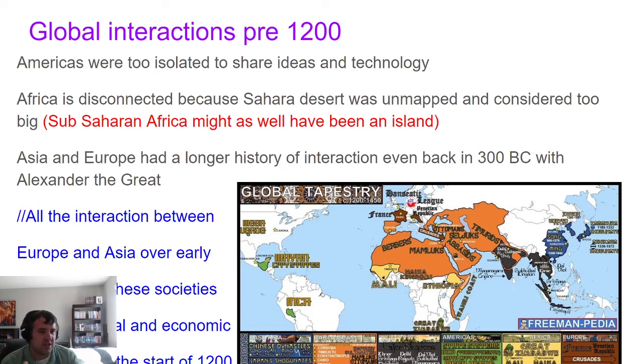And it's a similar thing with Southern Africa, Sub-Saharan Africa, too, because Africa has this huge desert at the top of it, the Sahara Desert, and people in Europe legitimately thought the Sahara Desert went on forever. It was unmapped, it was considered too big, so sub-Saharan Africa might as well have been their own island too. They had some trade with the rest of the world, so they were a little bit better off than the Americas, but they're definitely not as connected.